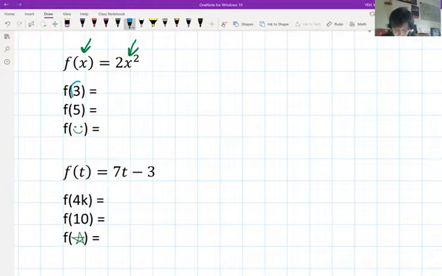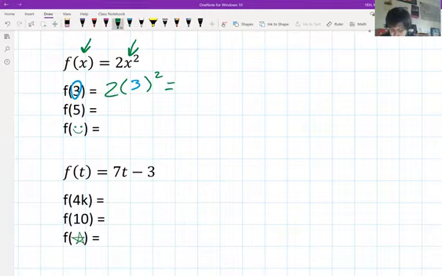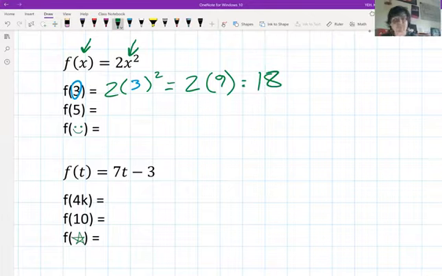So f of 3 is going to be 2 times 3 squared. We're plugging that 3 anywhere we see an x in that general function definition. So 2 times 3 squared, we know our order of operations. We should do the exponent first. So 2 times 9, because that's 3 squared, and we get 18. So f of 3 is 18 in this problem.